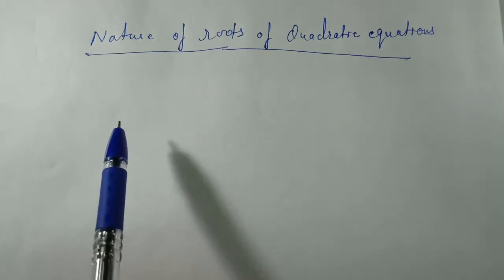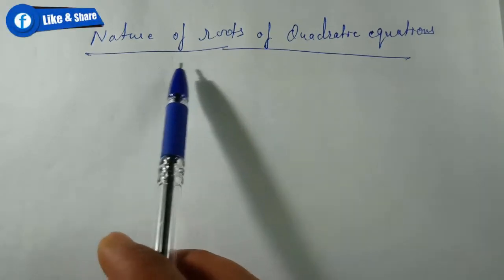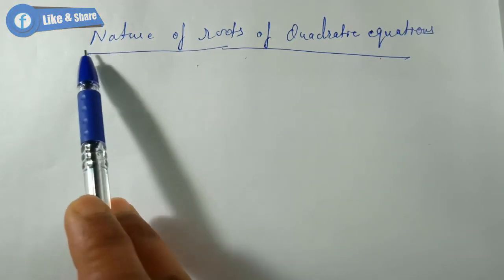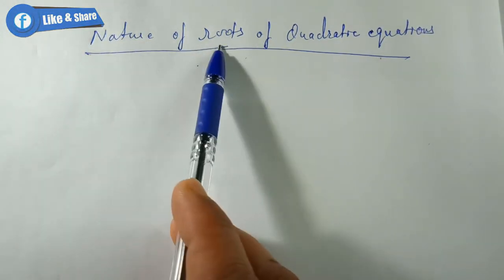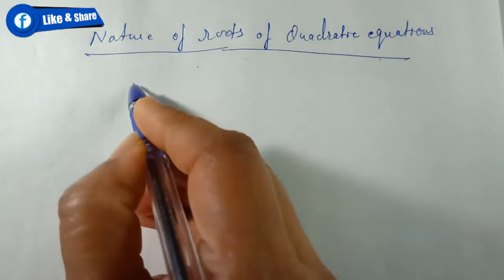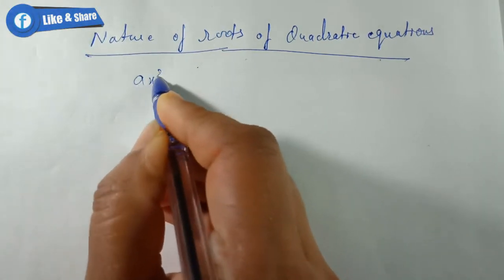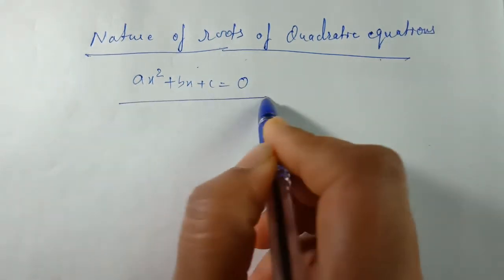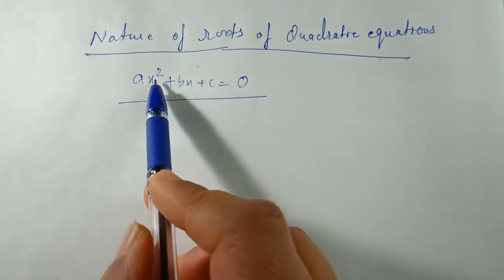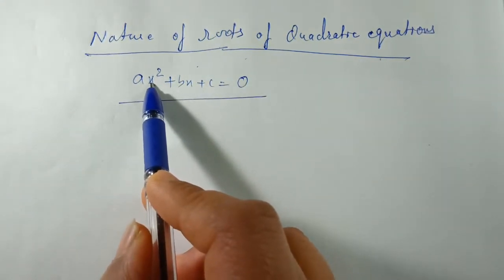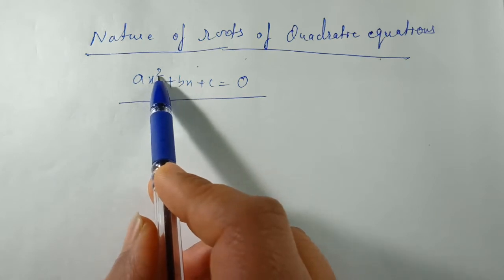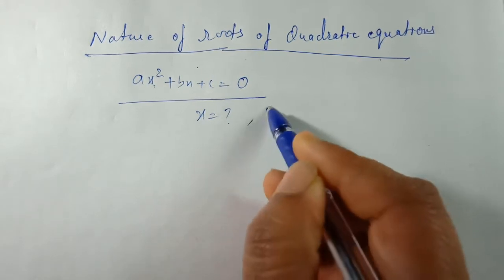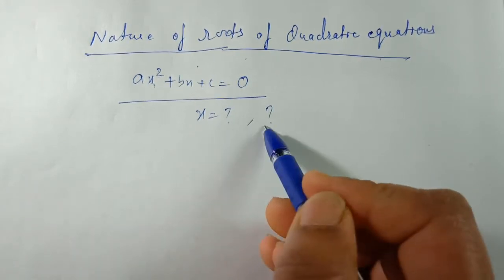Yes student, today we are going to learn the nature of roots of a quadratic equation. So the first thing is, what is the nature of roots? Whenever we take any quadratic equation and find the value of the variable, how many values are possible? Two values. It means the roots of x are how many? Two roots will be there.